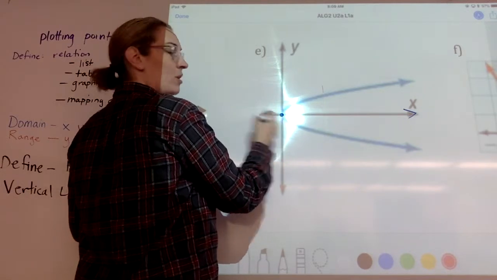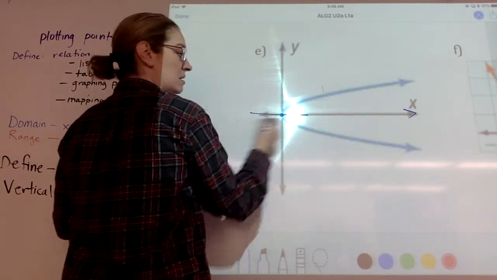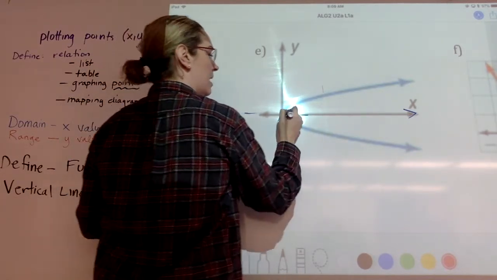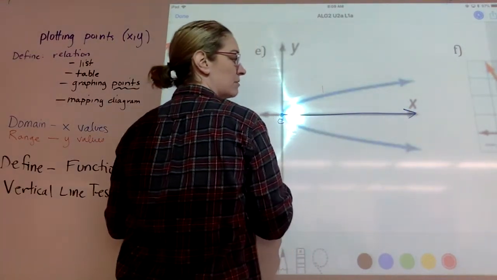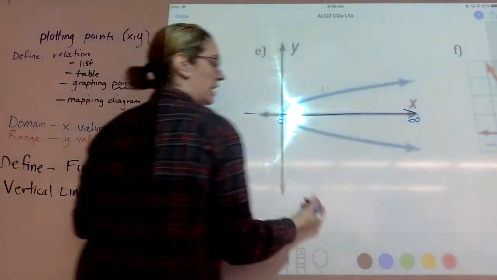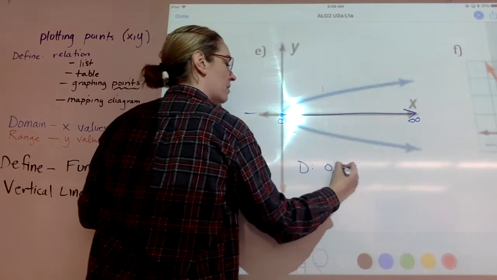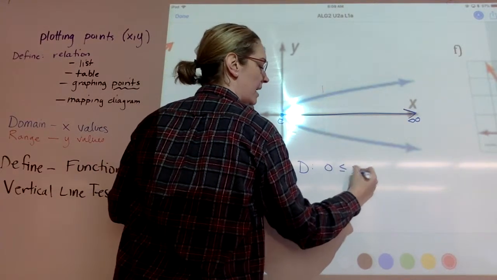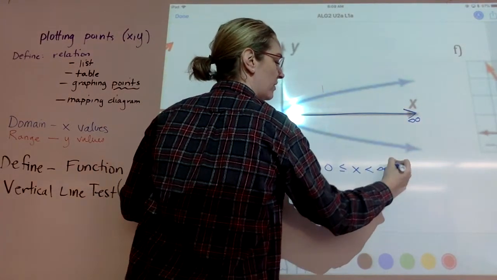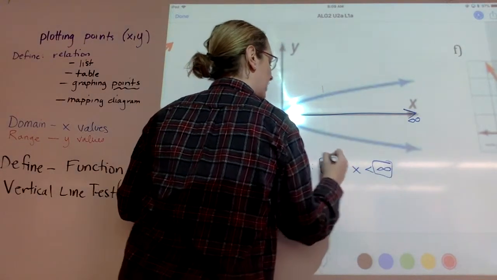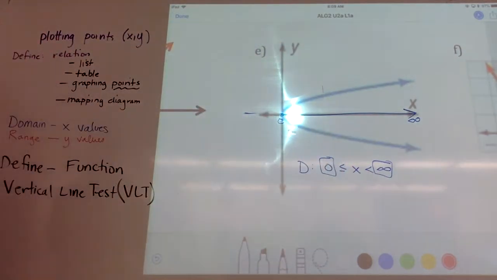What is this number along the x-axis? 0, okay? And then what's the biggest number to the right? Infinity. So my domain is 0 is less than or equal to x is less than infinity. The infinities can't have the equal sign. They cannot.